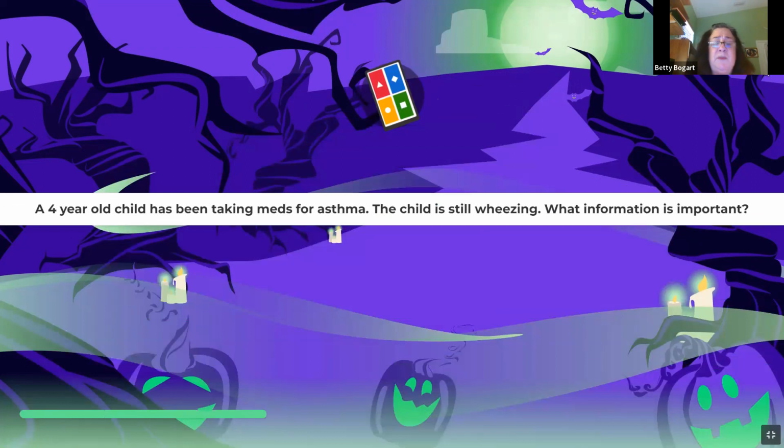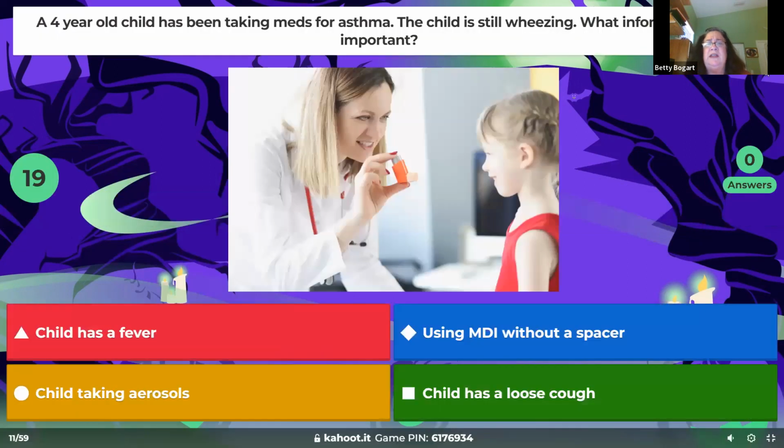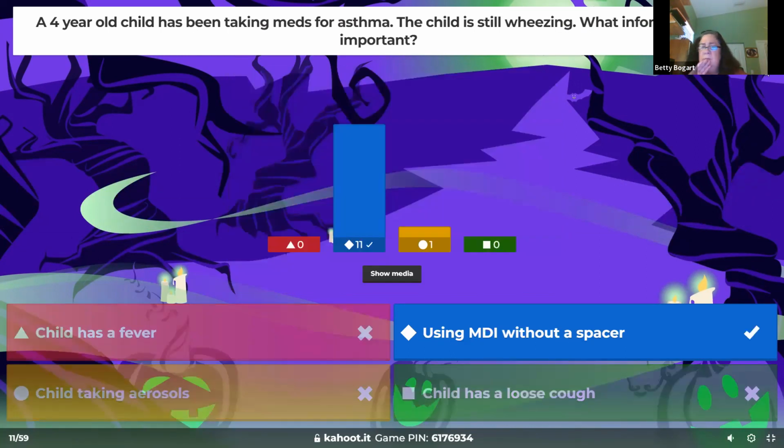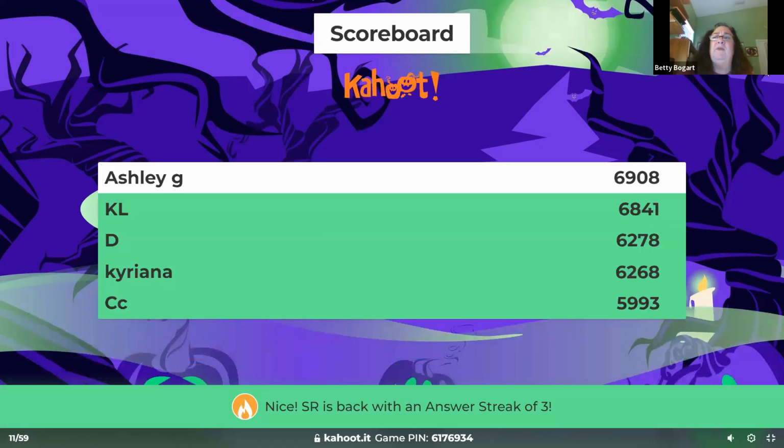A 4-year-old child has been taking meds for asthma, but they're still wheezing. What information is important to gather from this parent? You know, been taking their puffer. What's going on? They're still wheezing. Why? Because did they get the medicine? Did they puff it? Did they inhale it correctly? Most children can't. So having that spacer there, make sure that they're getting the proper dose.